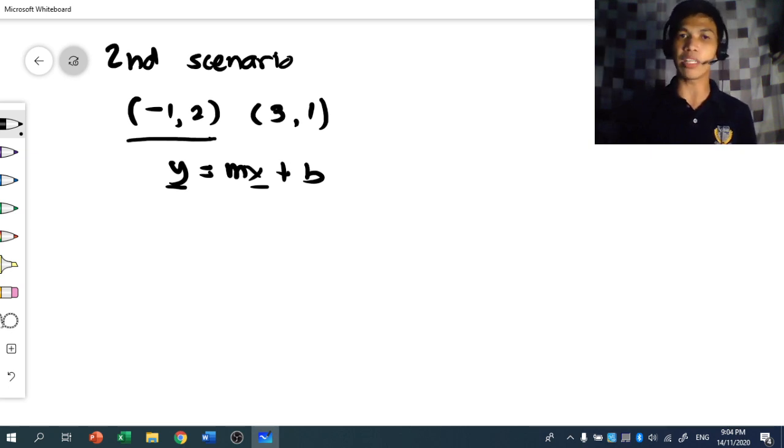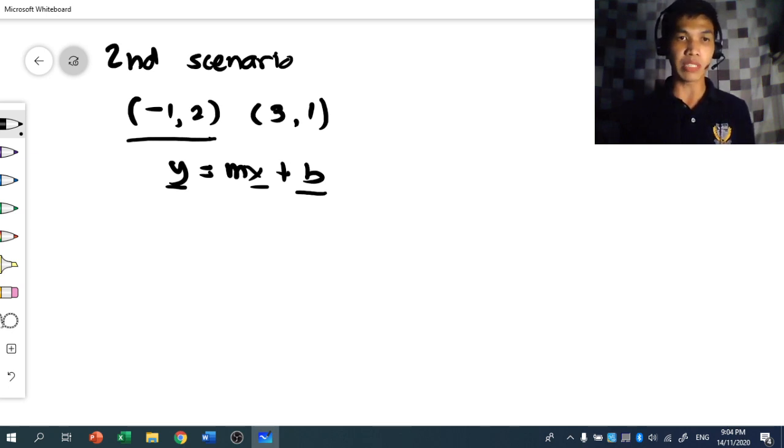Okay, so that is what we will substitute in our slope-intercept form, because our goal for this part of our second scenario is to find the value of b. That is what we will look for first, the value of b, which is your y-intercept. So, what I chose is the first ordered pair, which is (-1, 2). So, I will substitute now.